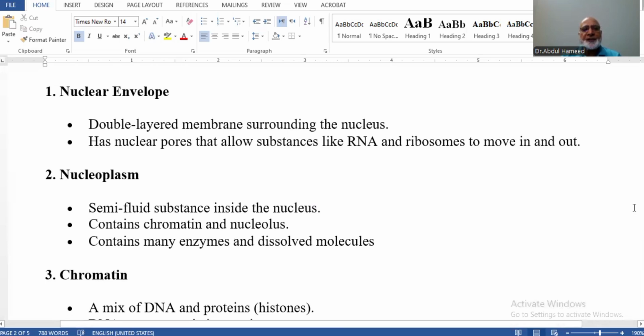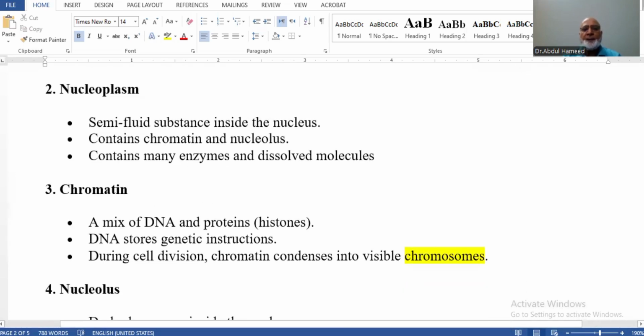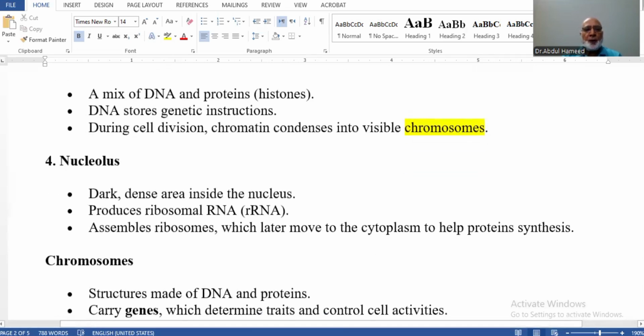Nucleoplasm, semi-fluid substance inside the nucleus, just like the cytoplasm, contains chromatin and nucleolus, contains many enzymes and dissolved molecules. Chromatin, a mix of DNA and proteins, histones. DNA stores genetic instructions. During cell division, chromatin condenses into visible chromosomes. Nucleolus, dark, dense area inside the nucleus, is responsible for the production of ribosomal RNA, assembles ribosomes, which later move to the cytoplasm to help in protein synthesis.